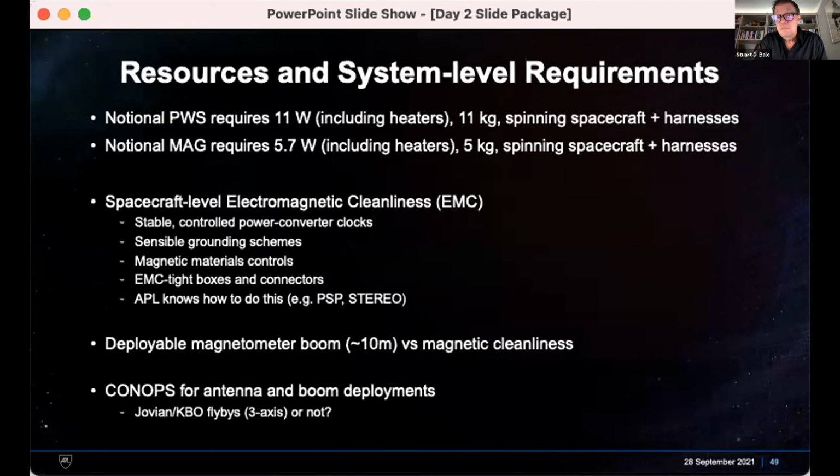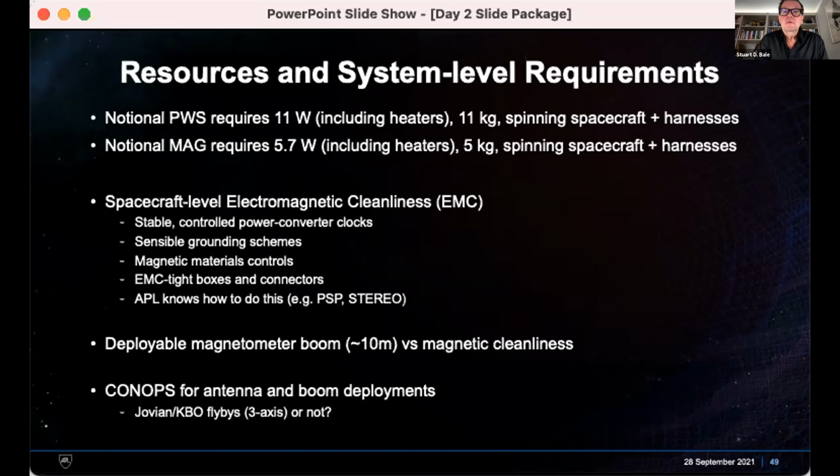And of course, I should say that the magnetometer, to make these sensitive measurements, really wants to be spinning too. You have offsets that are potentially variable, and to remove those offsets and back off the spacecraft magnetic field, you really need to see the spin modulation of the measurement.